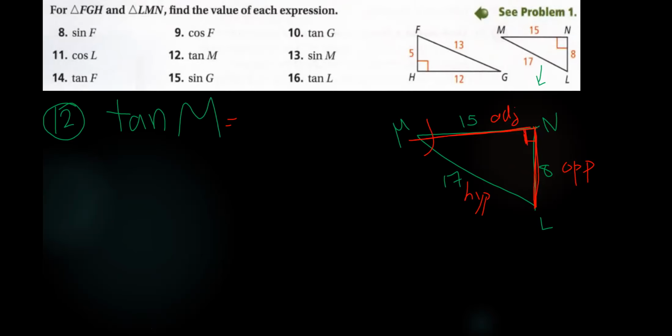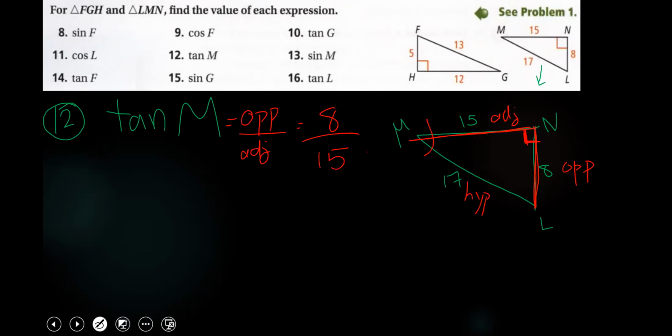Every time this is a right triangle, the side that is opposite to the right angle is the hypotenuse. Okay. Now tan M is the opposite over the adjacent. For the angle M, where is the opposite? 8. And the adjacent? 15. Bravo. Now, number 13. I want now sine M. Yes, Sarah.